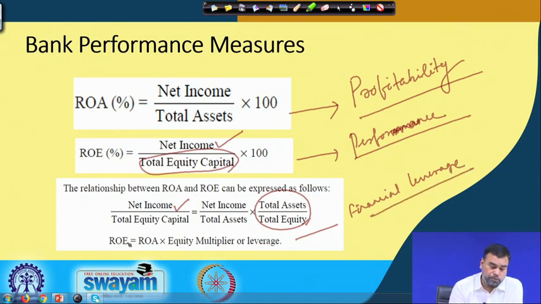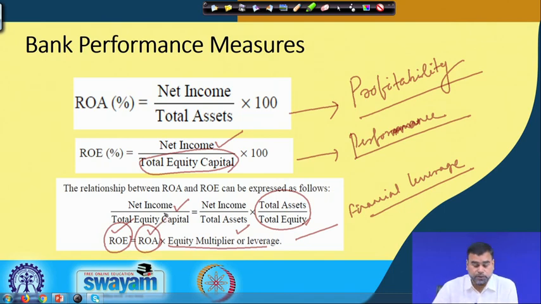So, if you have the ROE available to you and you have the ROA, then you can find out the leverage, or the financial leverage of the organization or a particular bank. And if you have the financial leverage and ROE, you can find out ROA. So, there is some kind of interlinkage between the two ratios, ROE and ROA, which are the most popular measures of performance for any kind of organization.